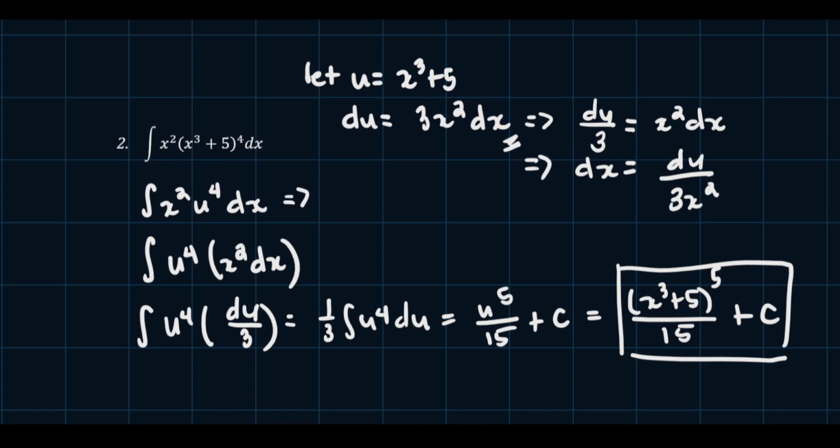from this part here, yung dx, papalitan natin kung ano man yung nakuha nating value na du over 3x squared in this case. So we have x squared, u to the fourth, du over 3x squared. So in this case, magka-cancel yung x squared, and then, babalik pa rin tayo sa part na ito. So same pa rin yung makukuha nating answer. Okay, let's proceed to the next example.